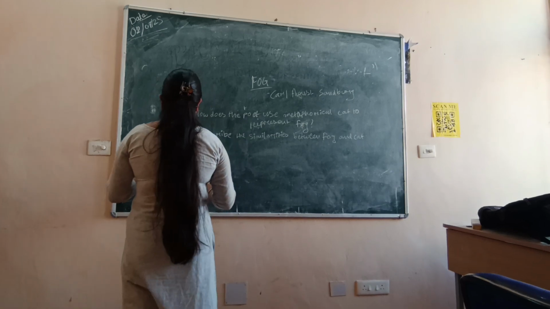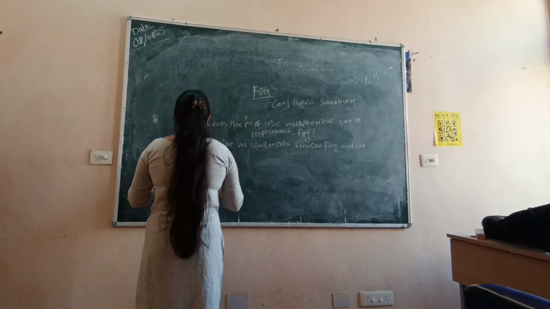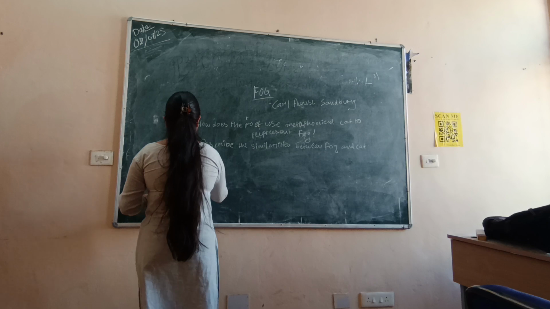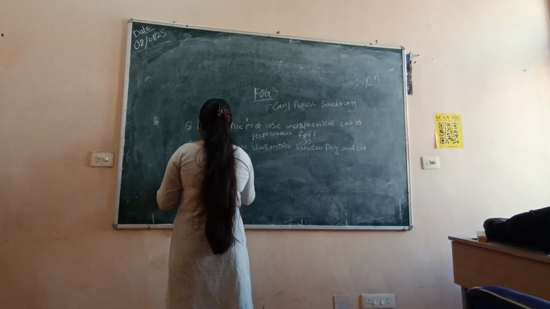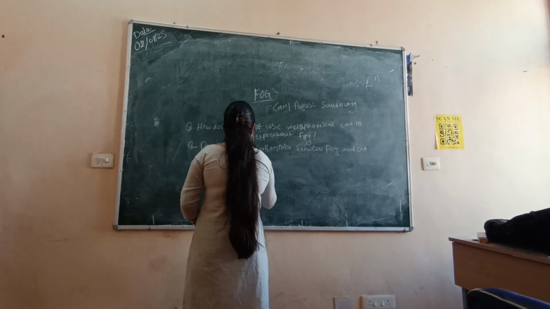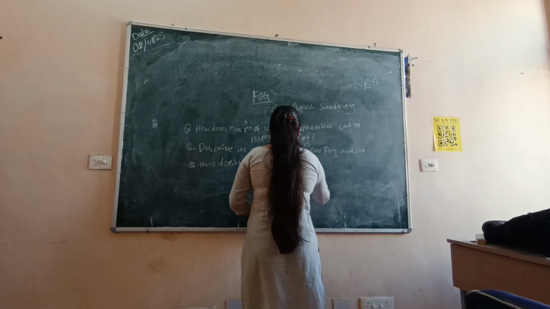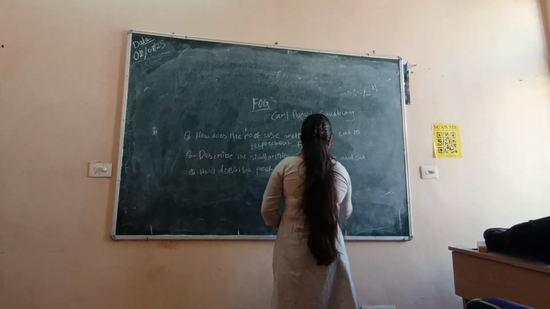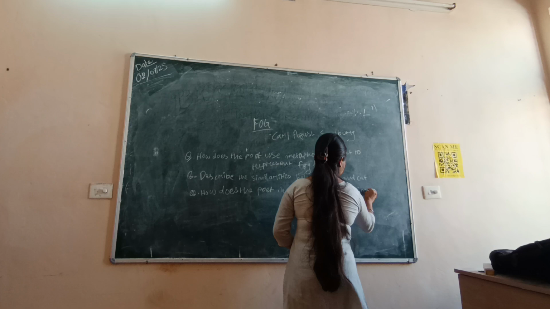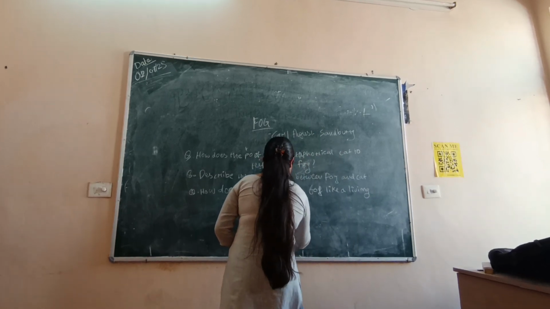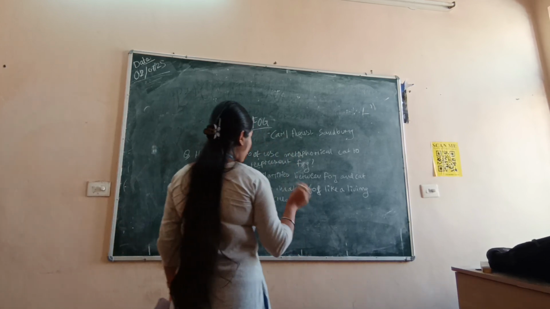So the next question is, how does the poet make fog like a living creature? So the next question is, how does the poet make fog like a living creature?